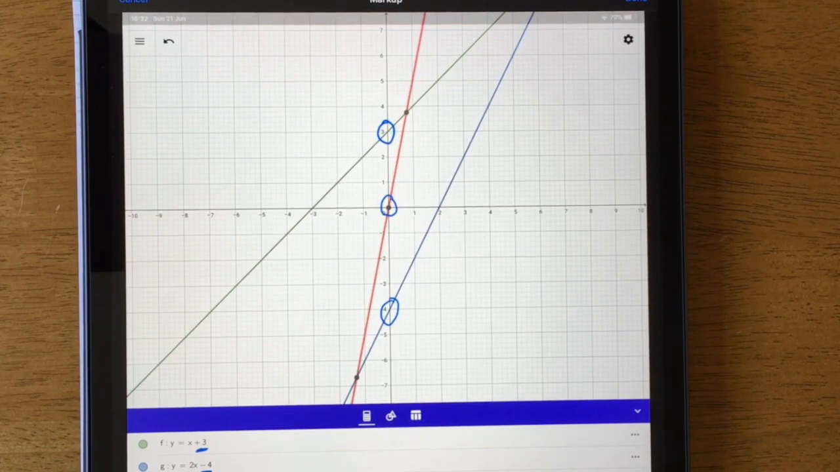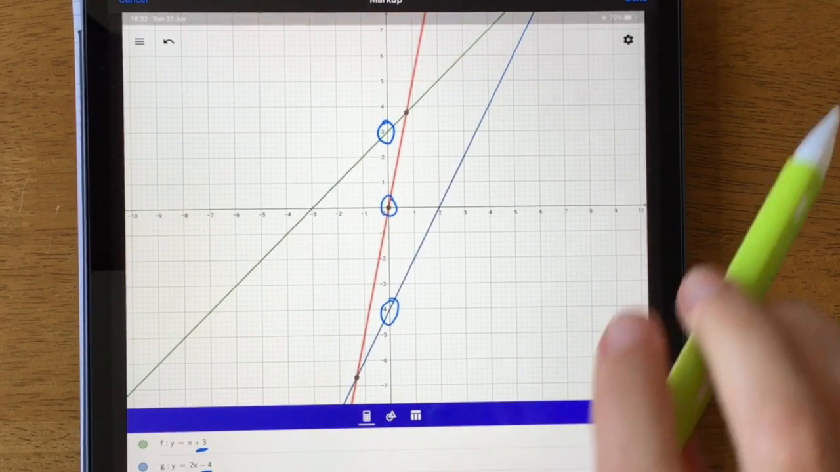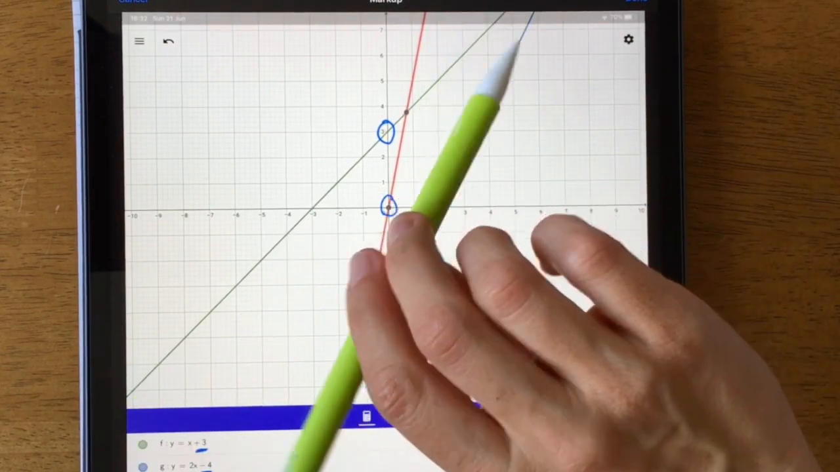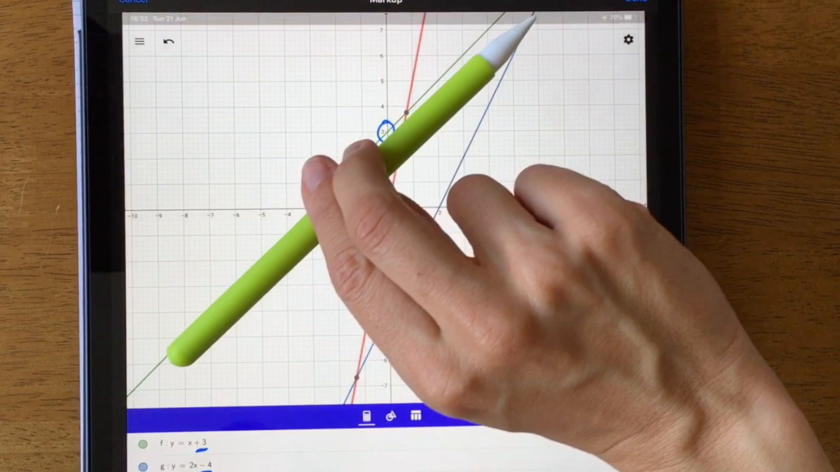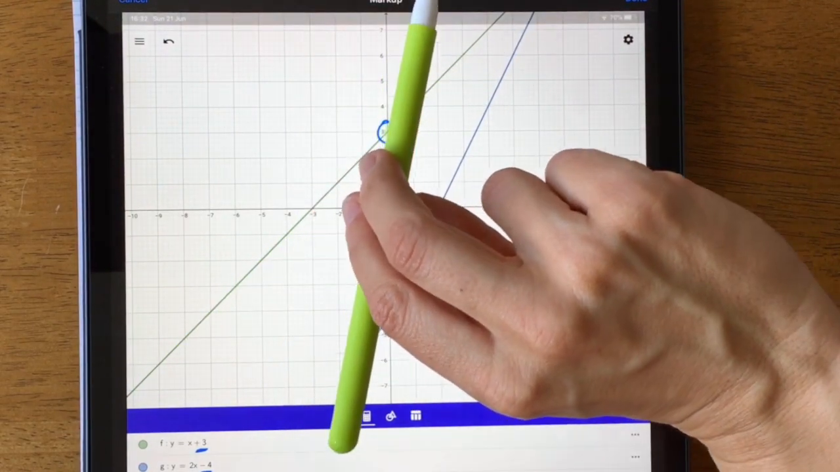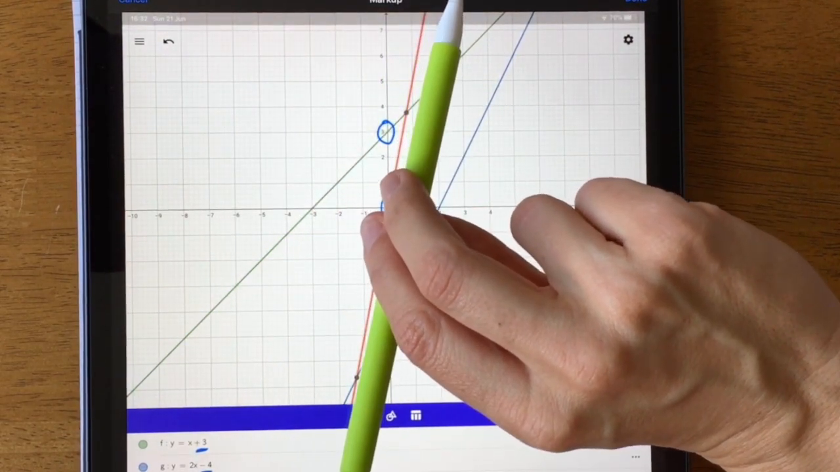Now, I'm just going to choose a different colour. Let's go with that green there. Okay, so now let's have a look at the gradient. Now, all you need to know is the gradient is the steepness of the line. So if we look at the green and the red line, the green line is very steady, but the red line is much steeper, and that's because the gradient is higher.